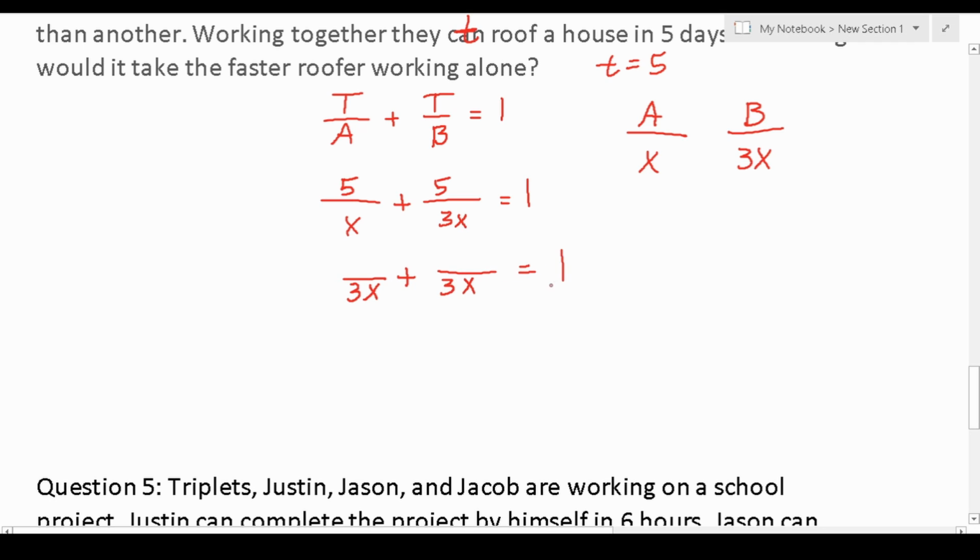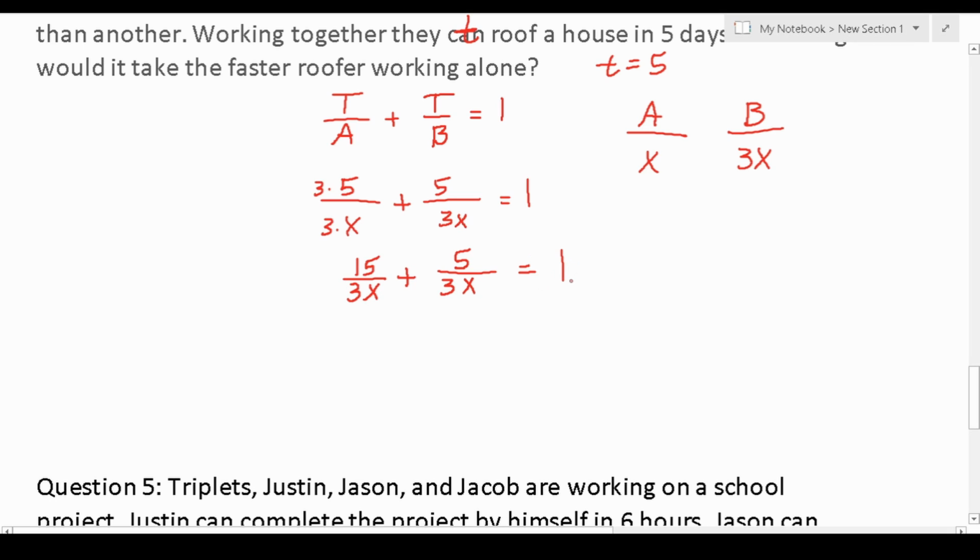Okay. In order to make x 3x, I'm going to have to multiply it by 3. More specifically, I'm going to have to multiply its denominator and numerator by 3. 3 times x is 3x. 3 times 5 is 15. This one already has the correct denominator, so we don't have to multiply it by anything. So this is just going to be 5 over 3x.